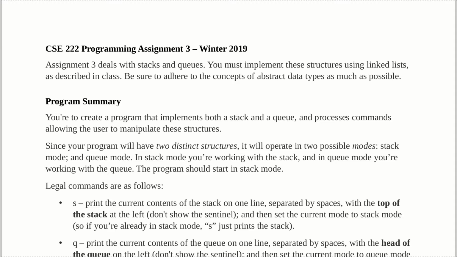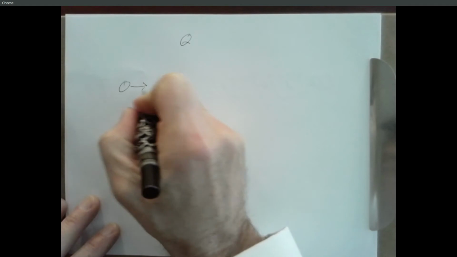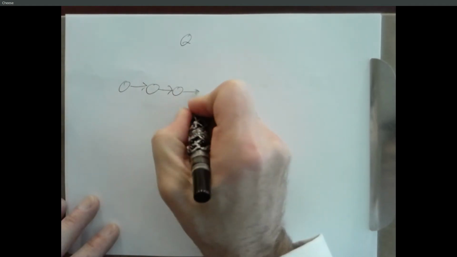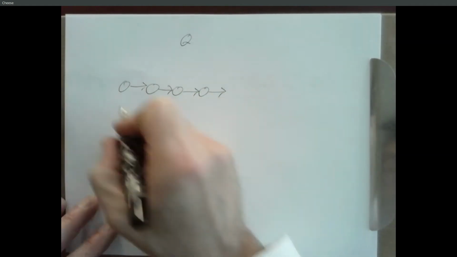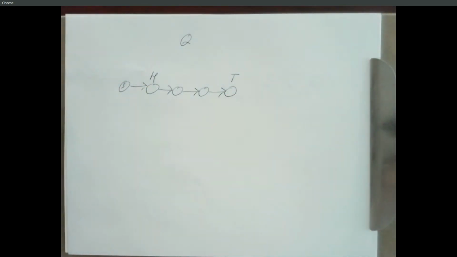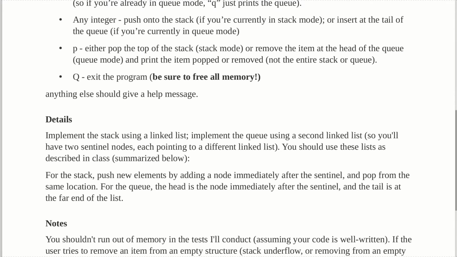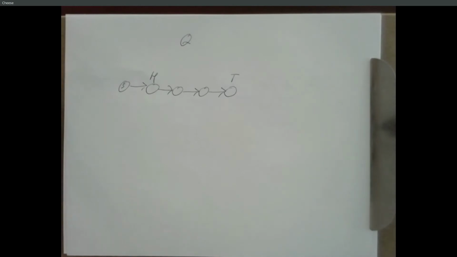All right, let me make a comment for the queue in particular. As we get more advanced, our rectangles become circles. So there's the head and there's the tail. I haven't gotten this backwards yet this quarter. I'm really surprised. Head is right after the sentinel. Good. Okay, so here's the head and here's the tail.